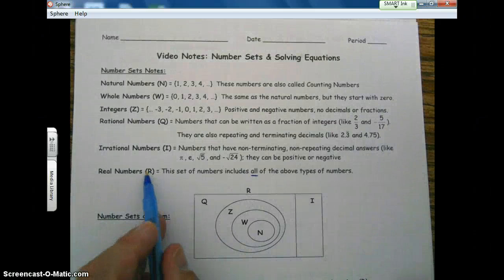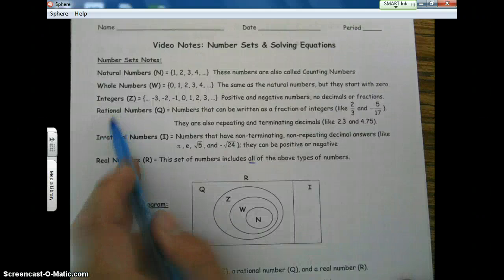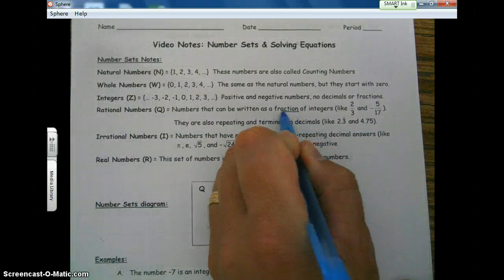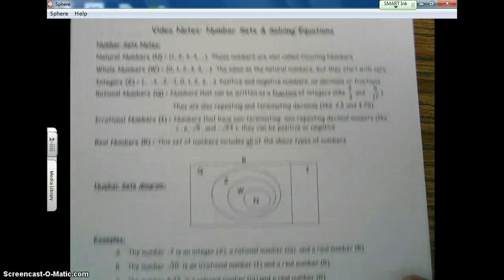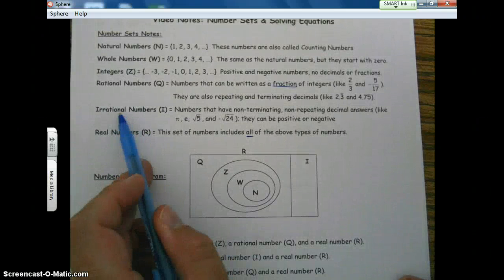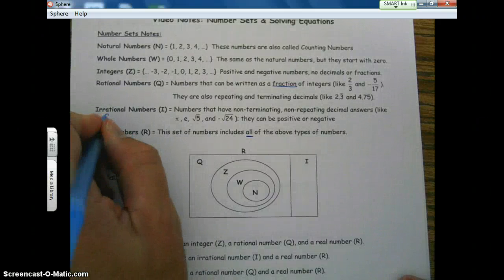Okay, so rational, thing to remember with rational is they can be written as a fraction. If you can write the number as a fraction, it is a rational number. And basically irrational numbers cannot be written as a fraction. Cannot.